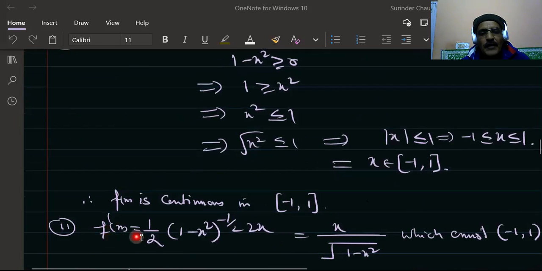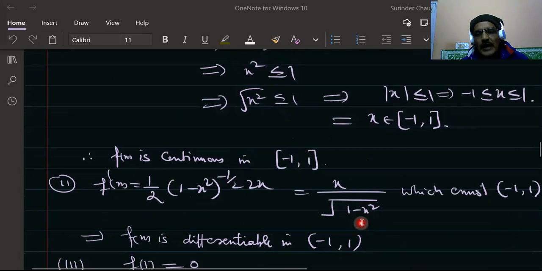We differentiate f(x). This is half of 1 minus x square to the power minus half, into minus 2x. After simplification this becomes minus x upon root of 1 minus x square, which exists in the open interval (-1, 1). But it will become undefined at 1 and minus 1, so we have excluded these points from the interval. The new function obtained after differentiating f(x) exists in the open interval, so implies f is differentiable.